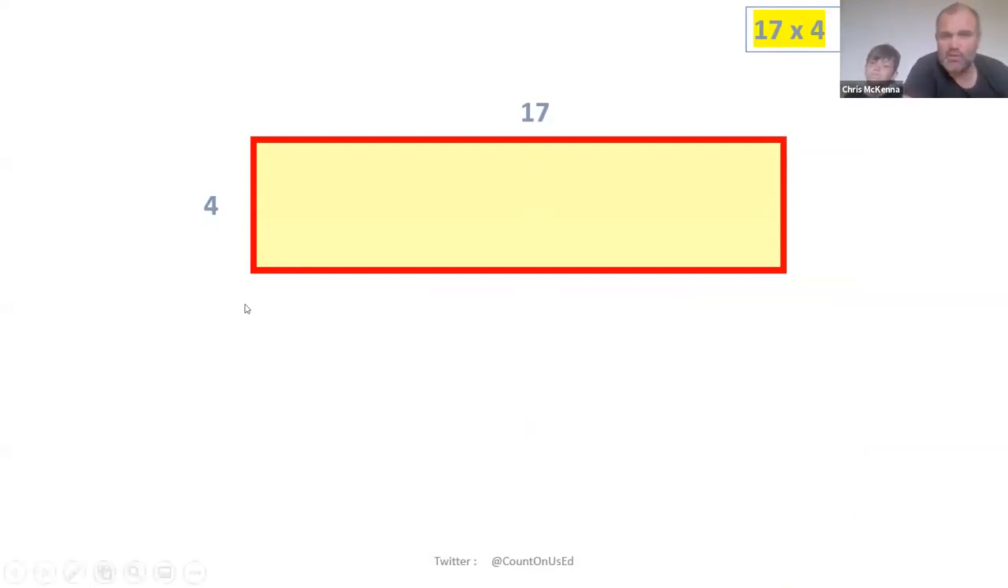So 17 times 4. I'm not going to draw the dots out this time. I'm just going to say, right, what did we do previously? Well, we split the 17 up into, what do you think, Austin? 10 and 7. Good. I would always go for 10 and 7 in this type of question. You don't always have to, but I particularly would. So let's split the 17 up into 10 and 7.